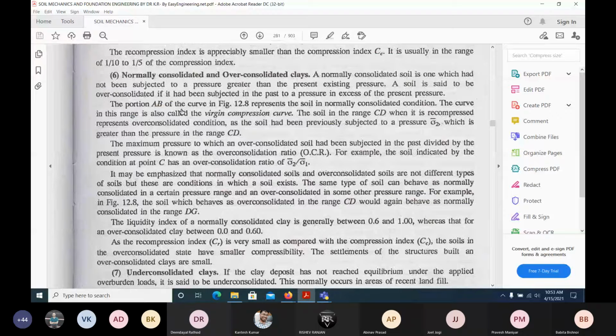Now the portion AB represents the soil being normally consolidated. The curve in this range is also called the virgin compression curve, that is, the first time it is subjected to compression. That's why we call it a virgin compression curve.